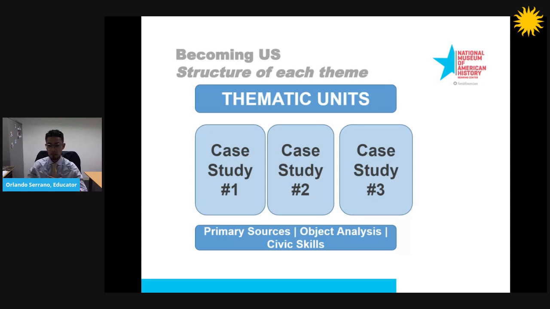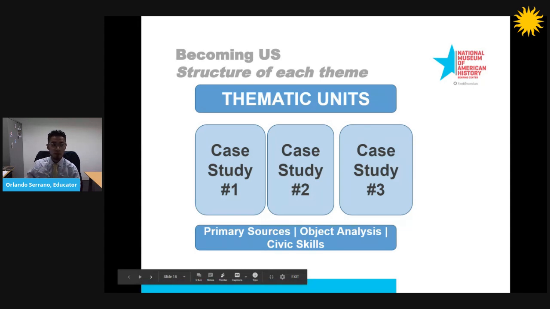And in each of the case studies, we have primary sources. Students will practice object analysis and inquiry, and built into the pedagogical practices are ways for students to practice civic skills, such as discussion, deliberation, looking at root causes for contemporary issues. So the C3 and the NCSS standards are really embedded in the thought processes in terms of how we develop them.